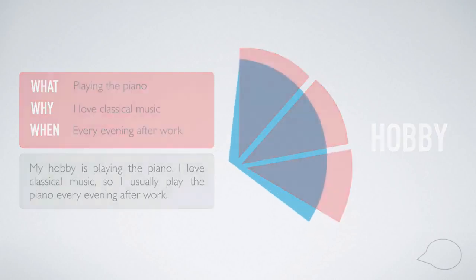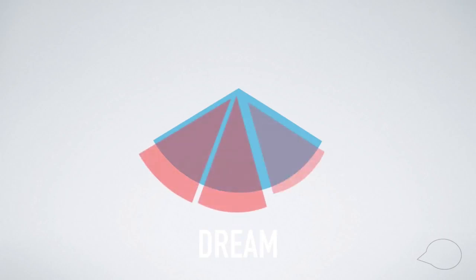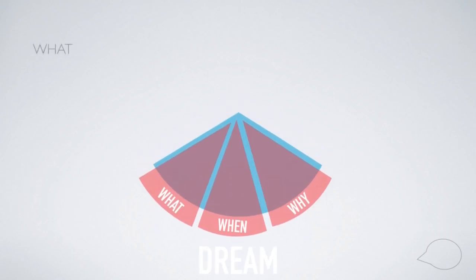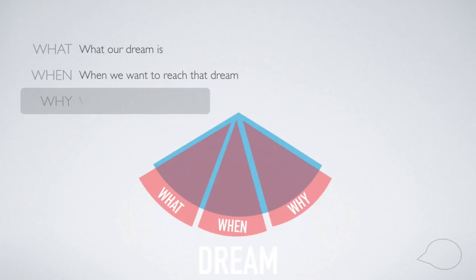Finally, let's look at Part 3. Part 3 is, once again, dream. For this part, we will once again select 3 of the 5 W's: what, when, and why. Now we will write down a short piece of information for each of these W's. For what, we can say what our dream is. For when, we can say when we want to reach that dream. And for why, we can say why we chose that dream.